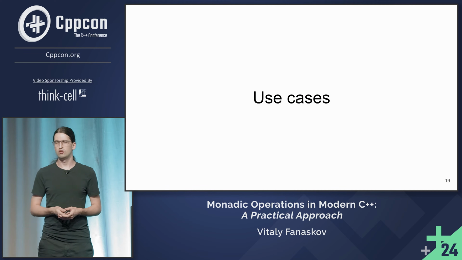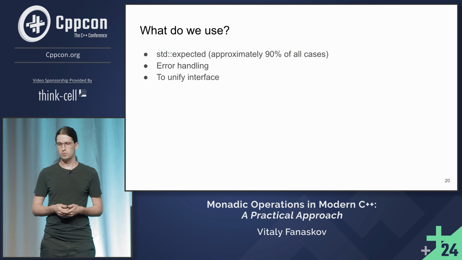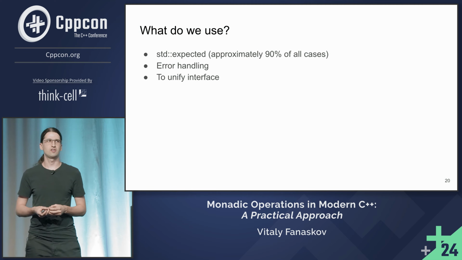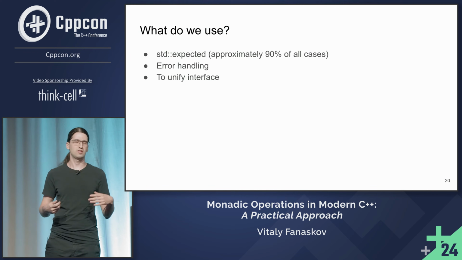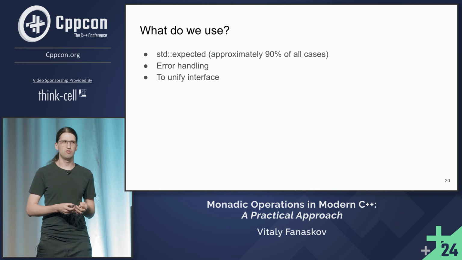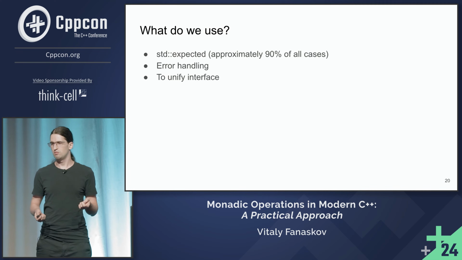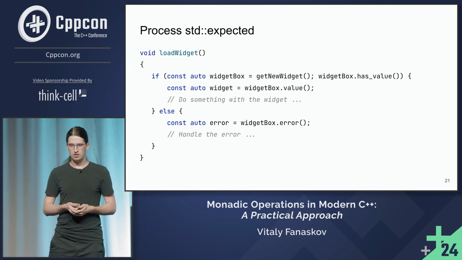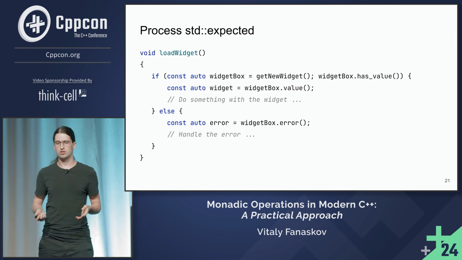Now let's talk about use cases and what we use. In most cases, I do not have representative statistics for you, but we mostly use expected for error handling, and from time to time for interface unification. I will tell you what I mean a little bit later, but basically it's for having interfaces that you can chain or compose on. How do we usually process std::expected?